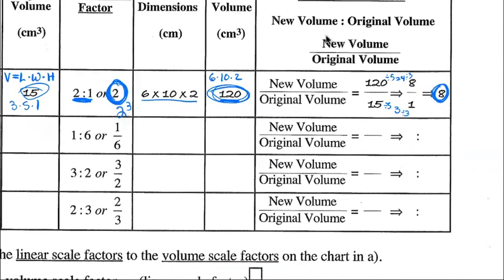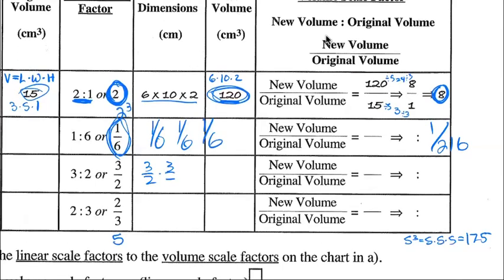Or you could work the other way around. You cube root it. So if my linear scale factor was 5, my volume scale factor would be 5 cubed, or 5 times 5 times 5, or 125. If it's 1 over 6, then I'm going to go 1 over 6 times 1 over 6 times 1 over 6, which is going to give me 1 over 216. 3 over 2, I'm going to go 3 over 2 times 3 over 2 times 3 over 2. 3 times 3 times 3 is 27 over 2 times 2 times 2 is 8.